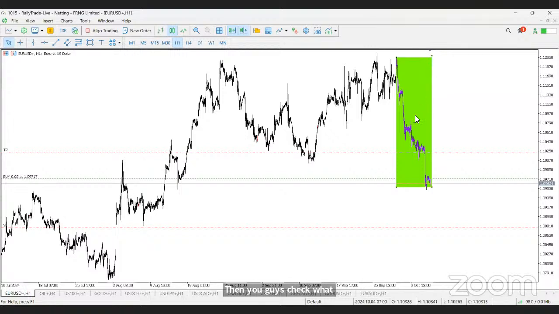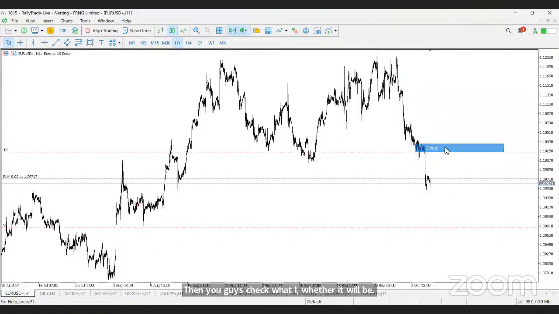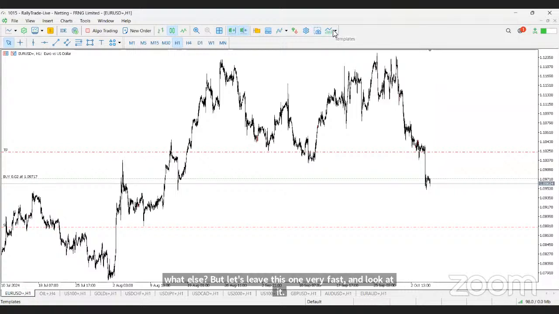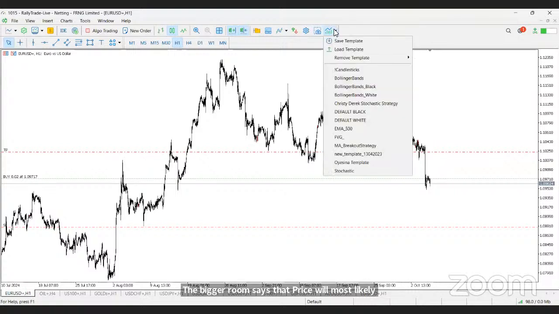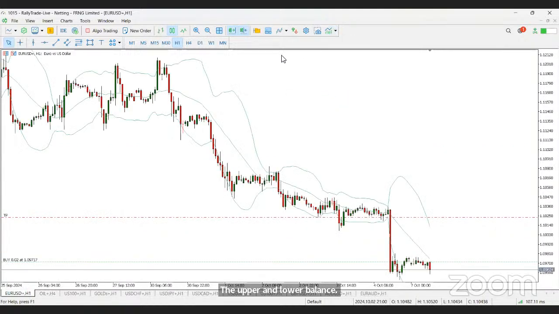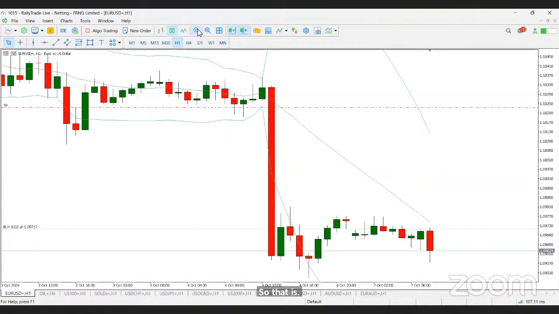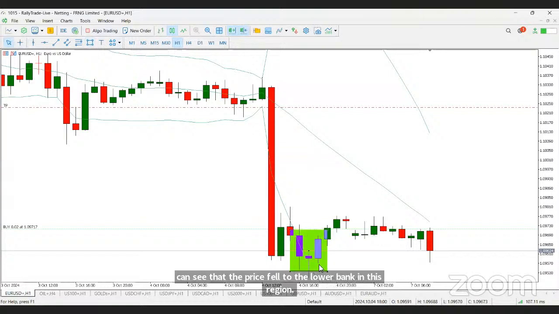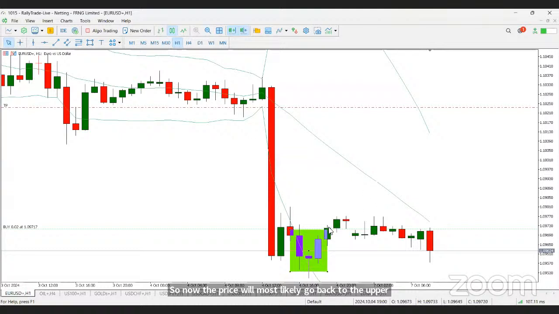Now, what does the Bollinger Band rule say? Let's read this one very fast and look at it. The Bollinger Band rule says that price will most likely bounce off the upper and lower bands. So if I insert Bollinger Band here now, you can see that the price fell to the lower band in this region. Can you see it? You can see it now in this region. So now the price will most likely go back to the upper band or the middle band, which means that the price will most likely rise to the middle band or the upper band.